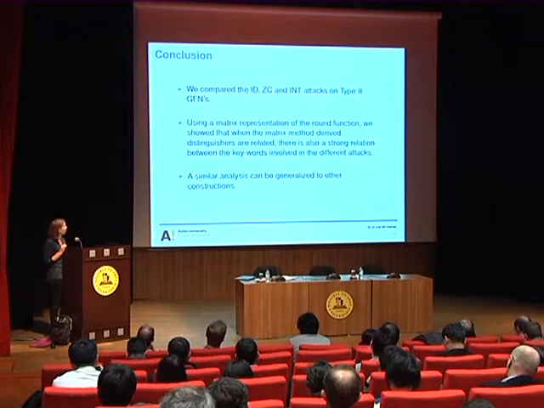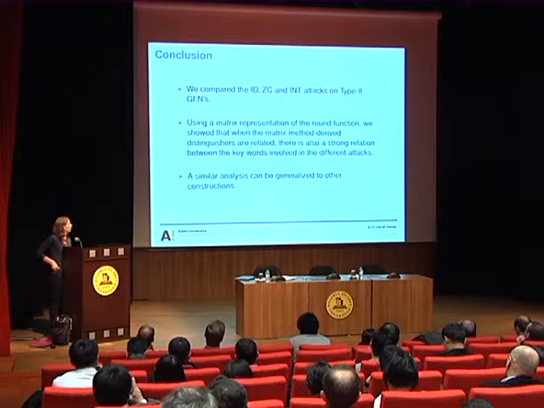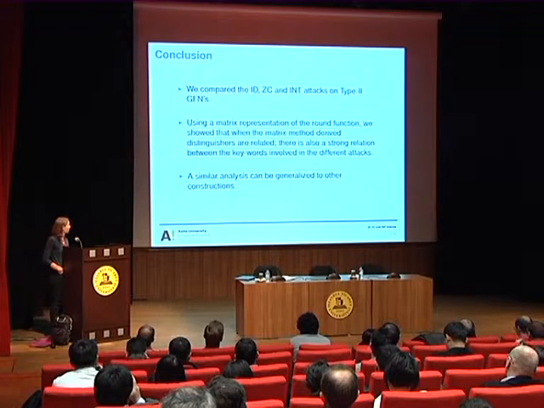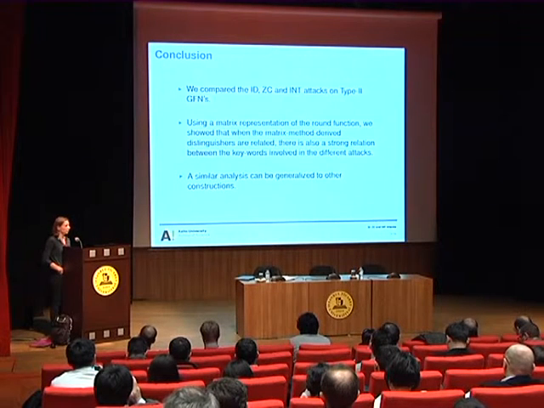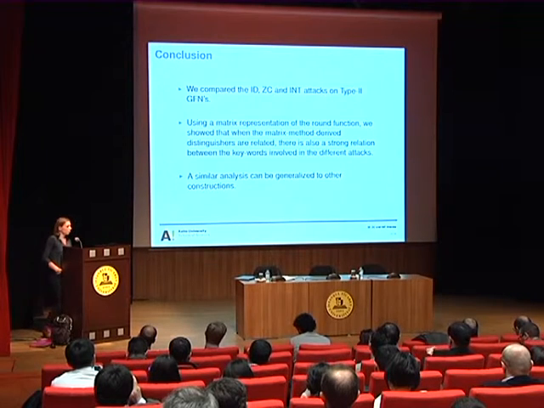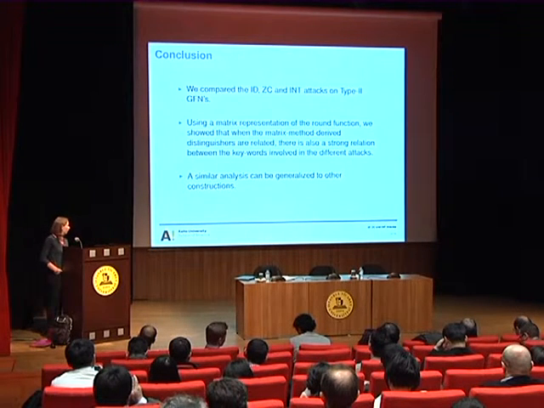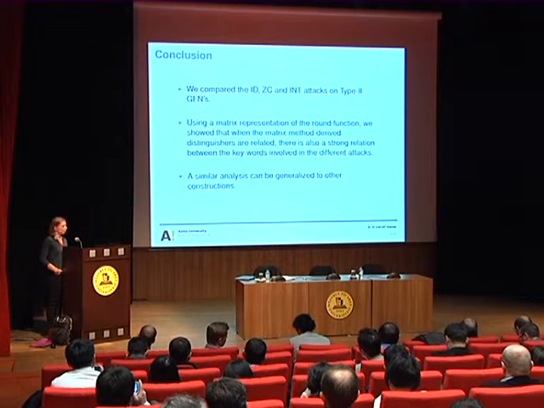So to summarize, in this paper we have compared impossible differential, zero correlation, and integral attacks on type 2 generalized Feistel networks. We have been able to show a strong correlation between the keywords involved in the different attacks. And we have also observed that a similar analysis can be generalized to other constructions.